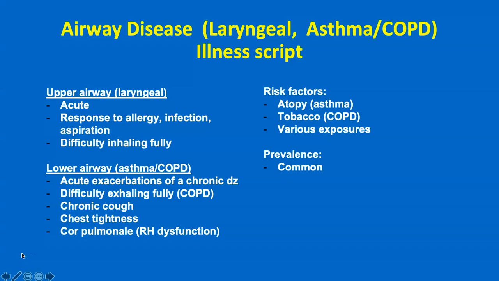And the risk factors are going to depend on which of the particular diseases they have in their airway. Asthma is associated with atopy. COPD is strongly associated with tobacco use, and there'll be various other exposures that can cause these things. And the prevalence is relatively common, so again, this should always be on your differential. Yeah, particularly in the winter months when viral infections are very common, you're always going to think about asthma and COPD in your differential of anybody who comes in with shortness of breath.